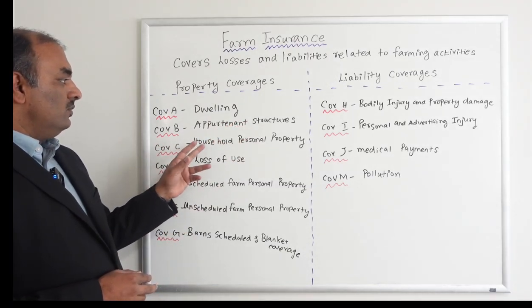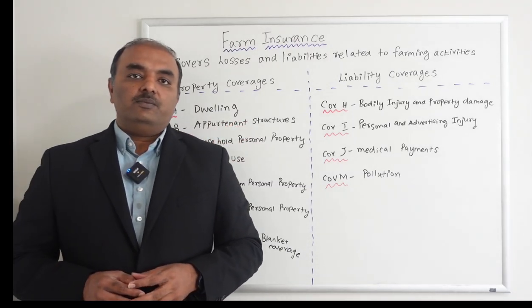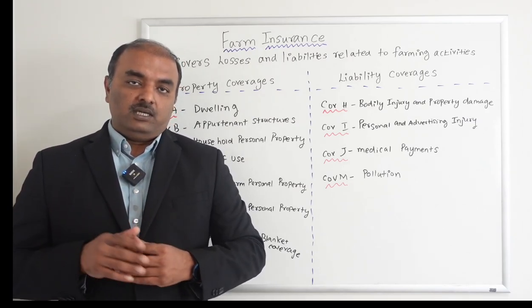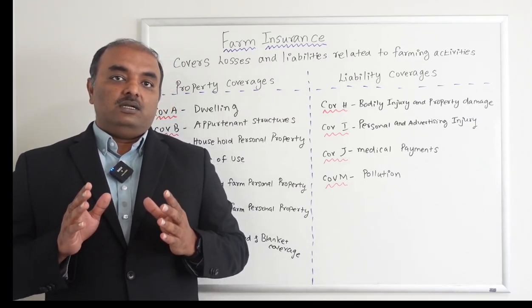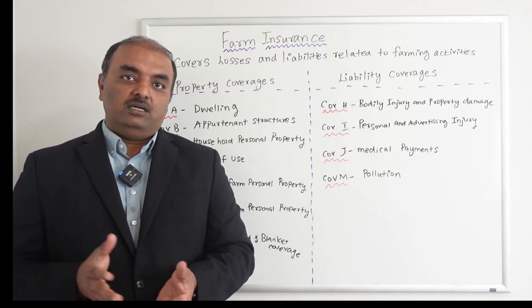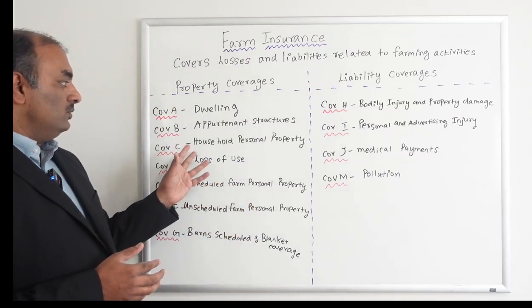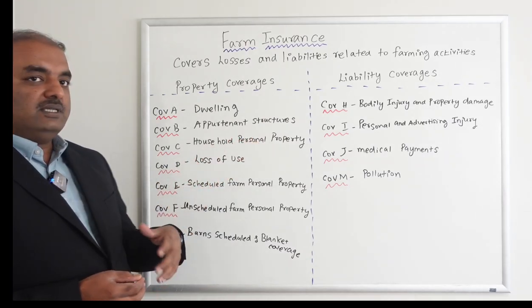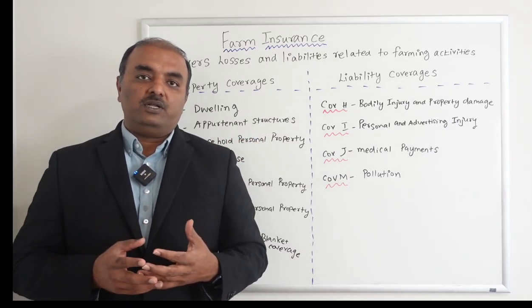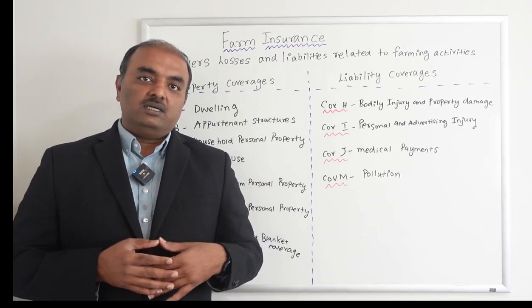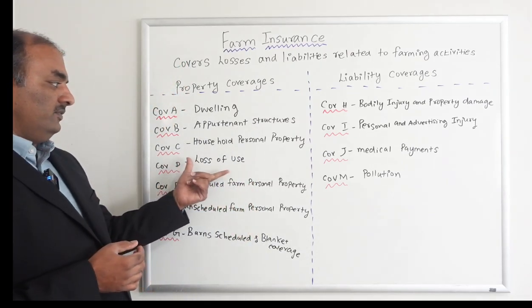The third one is household personal property. It's very important to know that this personal property should not be used for farming purposes. These properties are related to your personal use, maybe a TV that you watch in your home, etc. That can be covered under household personal property. Coverage D, loss of use, right? If due to a loss or fire your home cannot be used and you need to go to a rental place for a couple of weeks, then you can use loss of use.